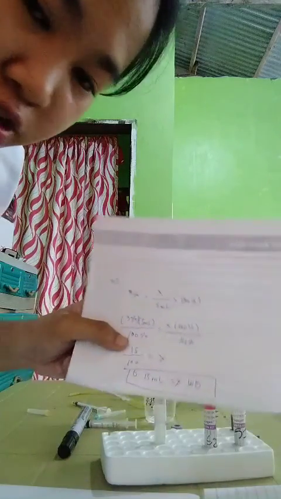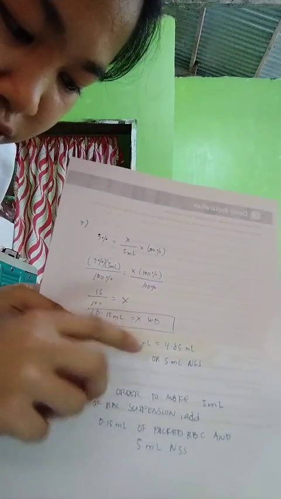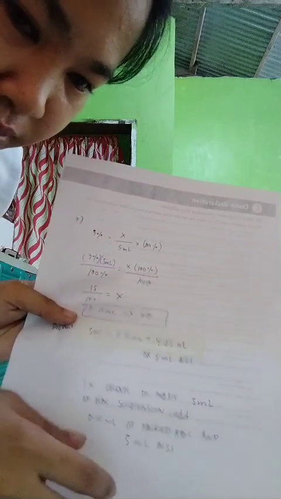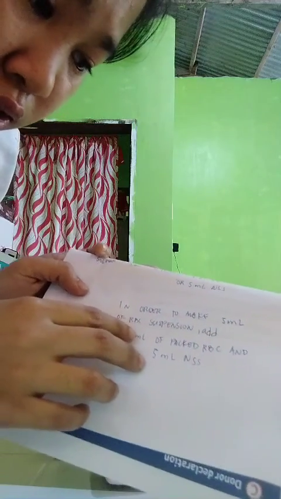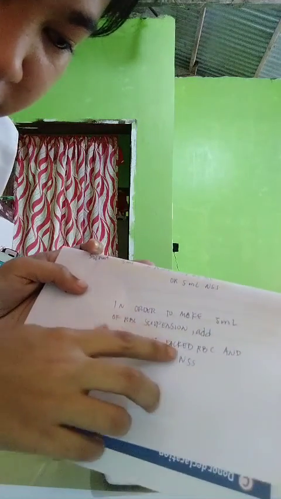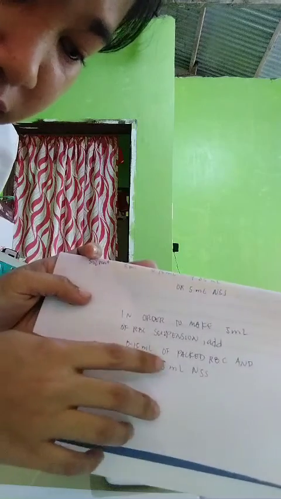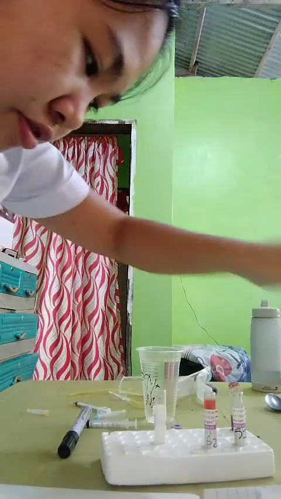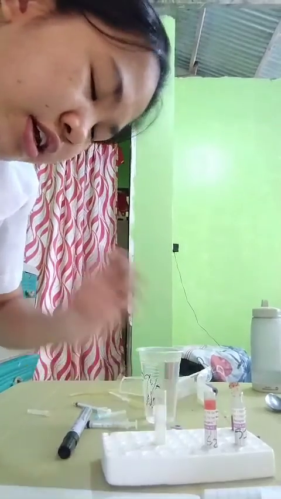So we have now the value of our whole blood, which is 0.15 ml. Now we will solve for the NSS. 5 ml minus 0.15 ml is equals to 4.85 ml. So in order to make 5 ml of RBC suspension, add 0.15 ml of packed RBC and 5 ml of NSS. So now we will perform the third and last problem.